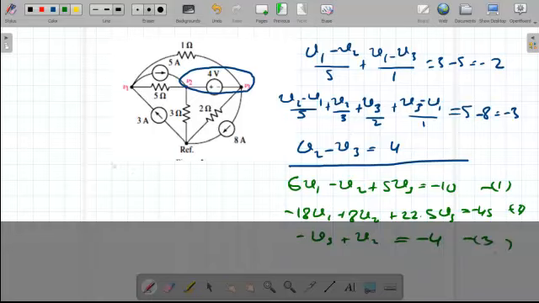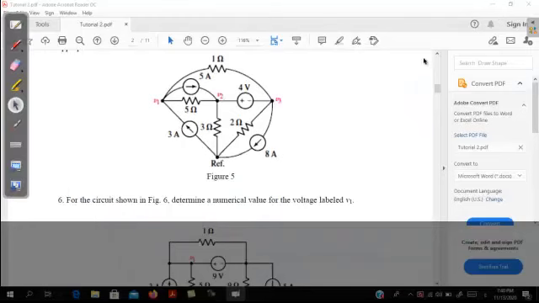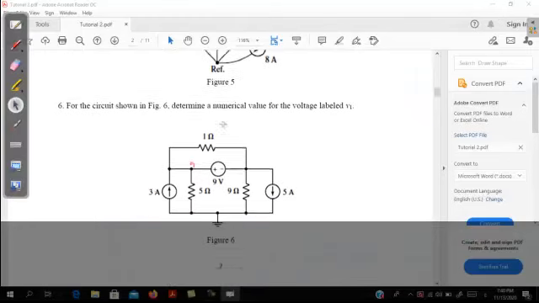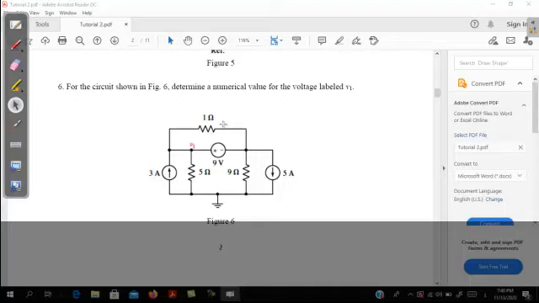After the solution of these three equations, V1 will equal minus 8.6 volt, V2 will equal minus 3.6 volt, and V3 will equal minus 7.6 volt. So we go to problem number 6.